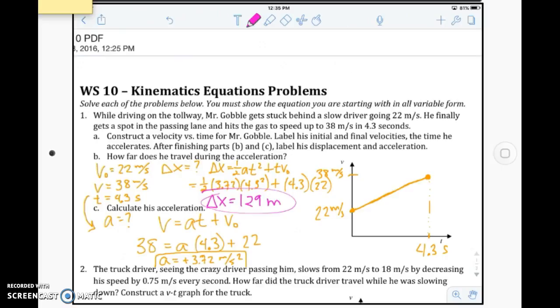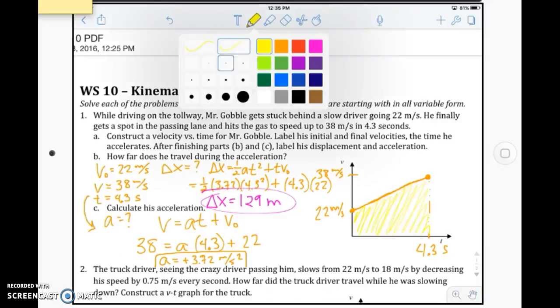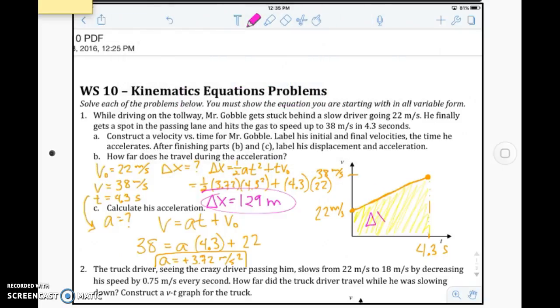Okay, so that's kind of how you're going to work through these. Write out your known things, figure out what you don't know, figure out what equation to use, and then go from there. If I go back to part A for this problem, it said after finishing B and C, label displacement and acceleration. So on this graph, I could say, all right, this whole area down here, that's going to be the displacement, so that's going to be a delta x of 129 meters. So we could have used the graph to find that. And in terms of the acceleration, acceleration is going to be this slope. So the slope of this line is 3.72 meters per second squared.